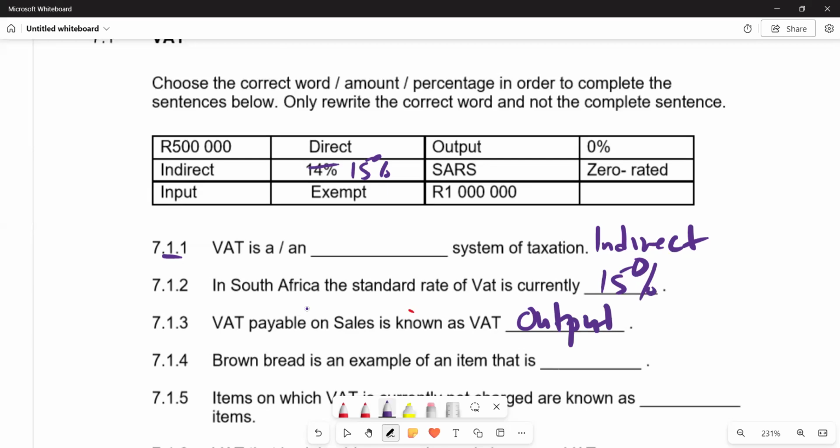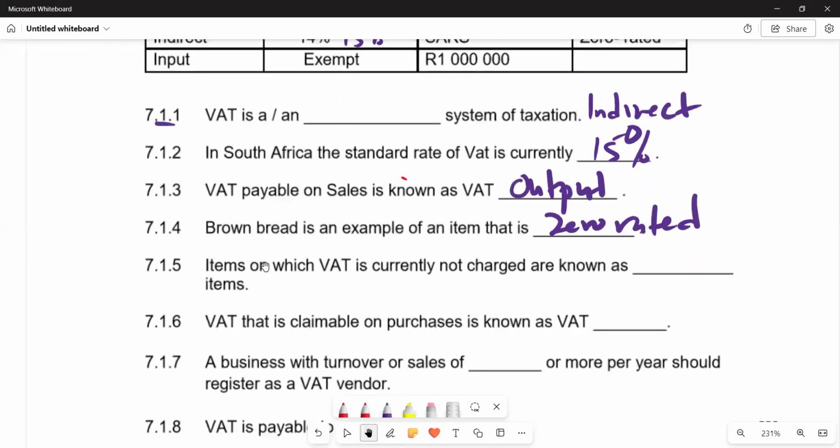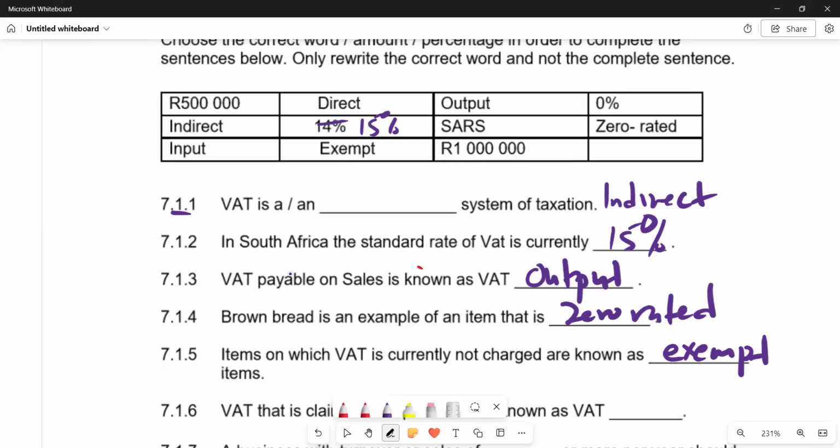So we go to 7.1.4. Brown bread is an example of an item that is. The correct answer that we have there is 0 rated. Then we go to the next question, which is now 7.1.5. Items on which VAT is currently not charged are known as exempt items. You know that these ones are called exempt items. So you see that the responses that we are putting there, 0 rated is here, exempt is here. So this is what we have.